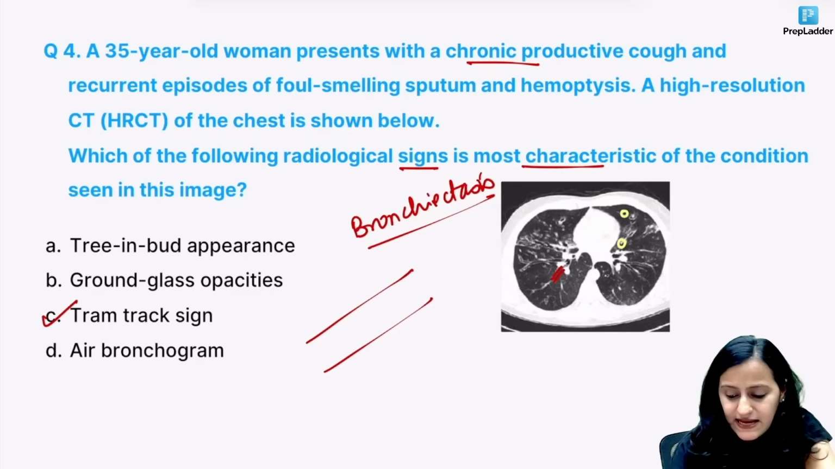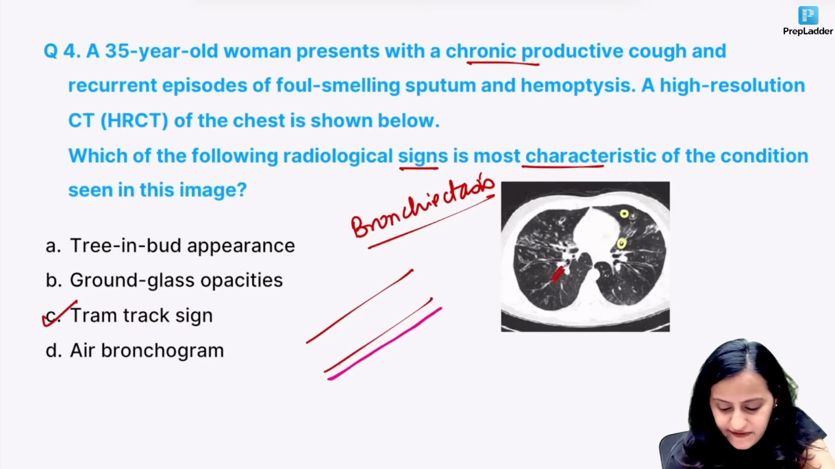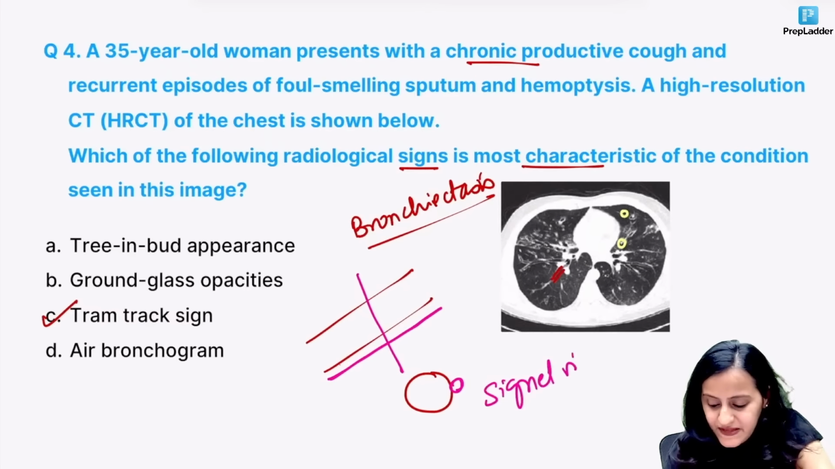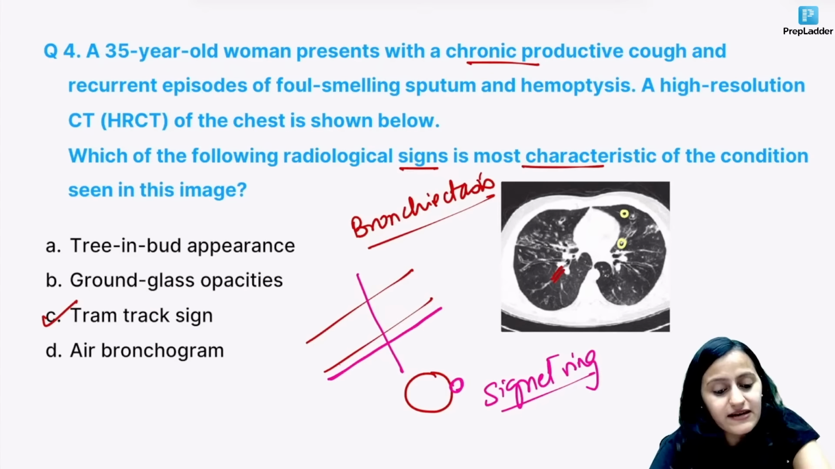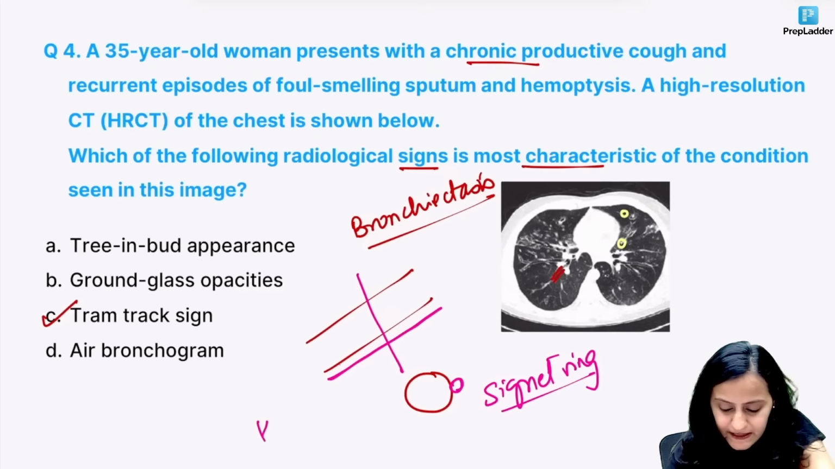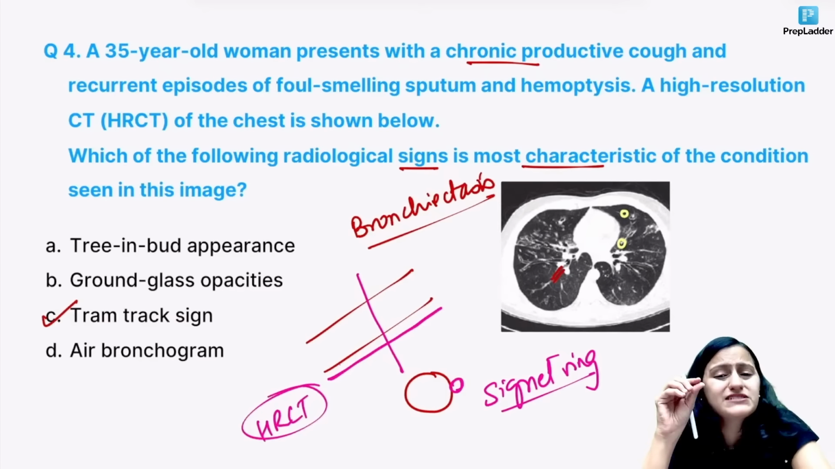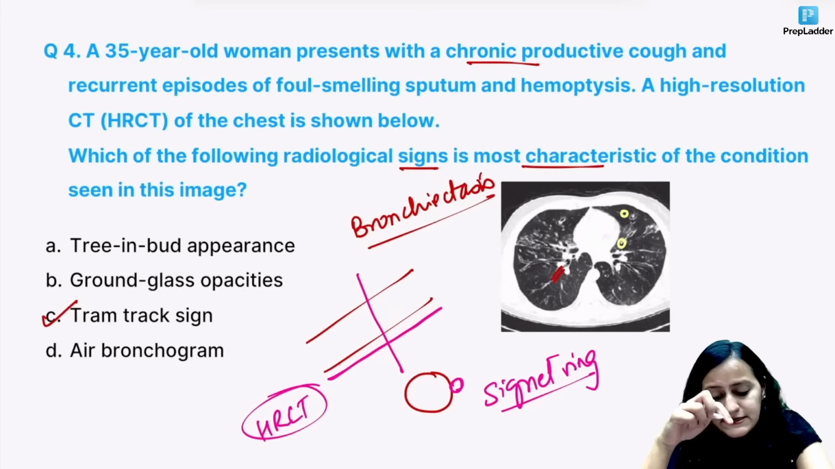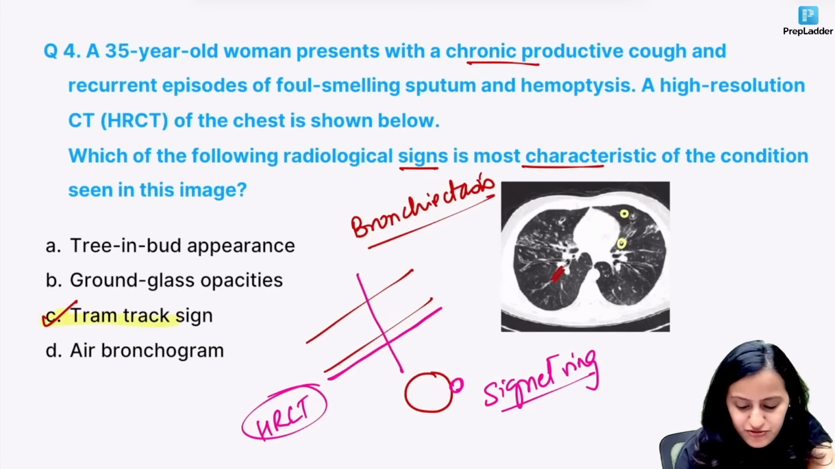What is the other sign? Along with the bronchus goes the vessel. So when you take a cross section, you see a dilated bronchus, and adjacent to that you see a small vessel. So what is the other sign that you see? Signet ring sign, right? And what is the best investigation for bronchiectasis? Remember HRCT chest, because it helps you see those small peripheral bronchi also very well. Okay, so is this clear with everyone? It's going to be tram track sign.